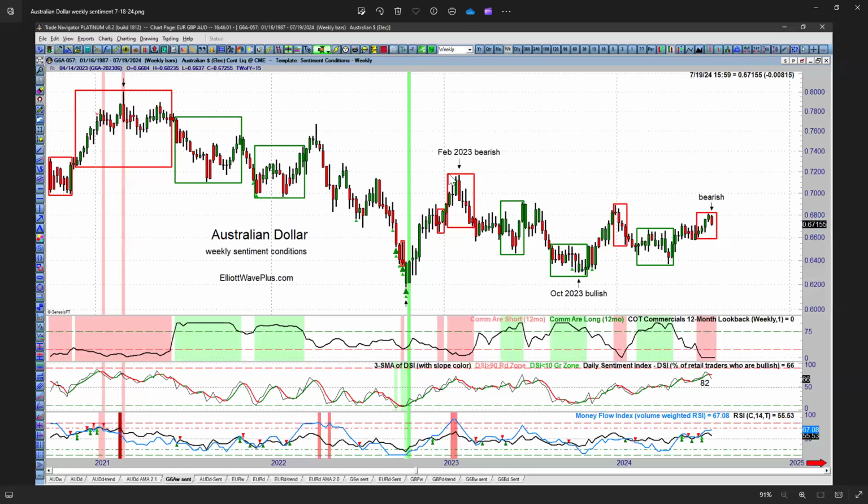As a matter of fact, when you're in a thick red box here, that means commercials are heavily short. And when you get a red candle inside of that box, the first red candle inside of that box, generally, that means that the 3-period moving average of the daily sentiment index has started sloping down. So the slope of that moving average is the color of the candles.